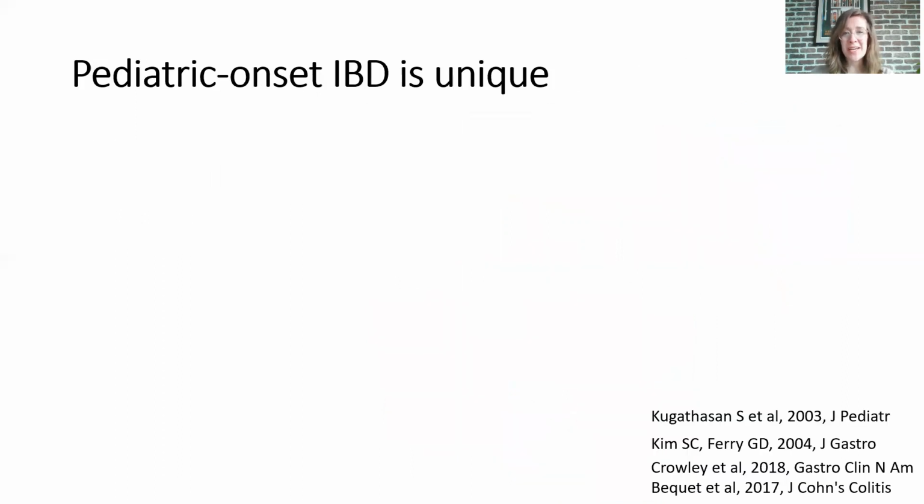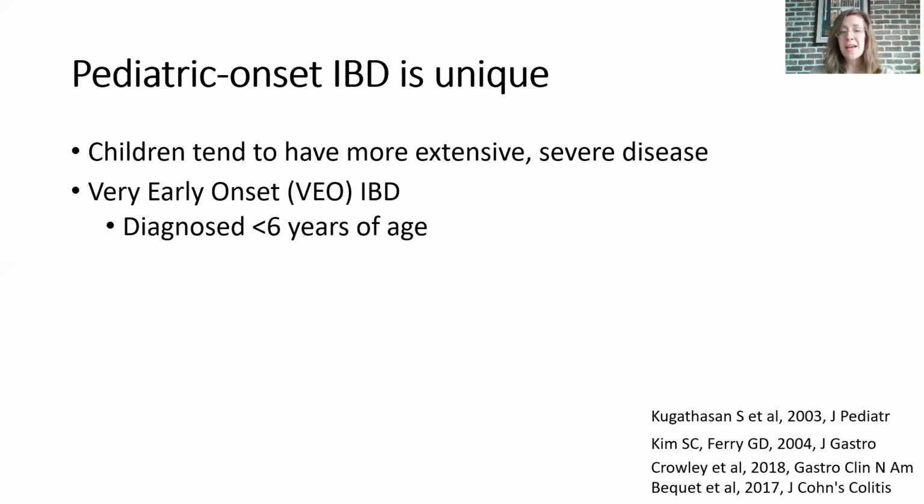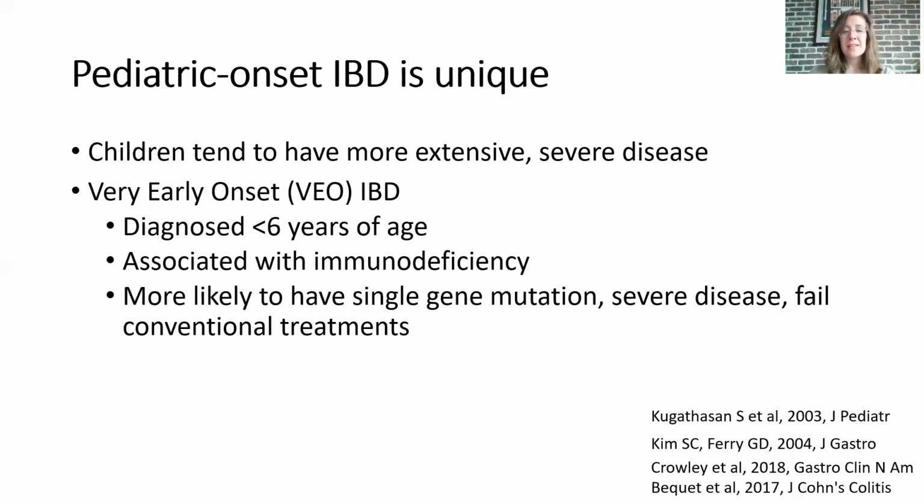And before we get into how we diagnose Crohn's disease and ulcerative colitis, I want to highlight a few places where pediatric IBD is unique. First of all, children are at risk for having more extensive inflammation and more severe disease. And also, they can present very young with something called very early onset IBD. This is diagnosed at less than 6 years of age, and it's an important subset to know about because pediatric IBD diagnosed young can be associated with immunodeficiencies, and these very young children are more likely to have a single gene mutation that causes their disease, severe disease, and disease that fails conventional treatments.